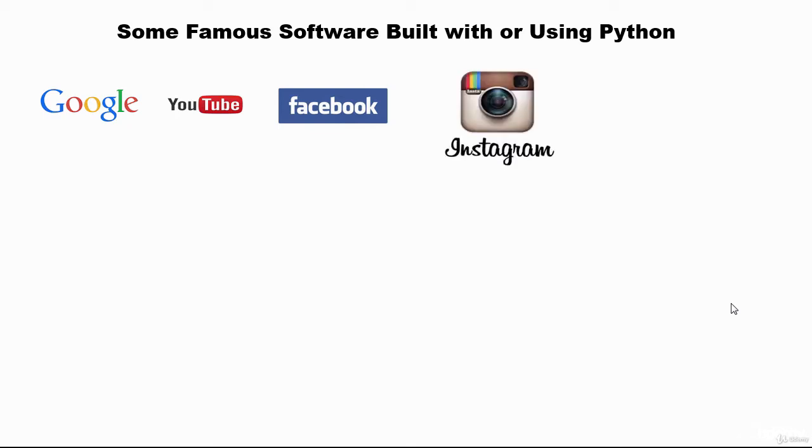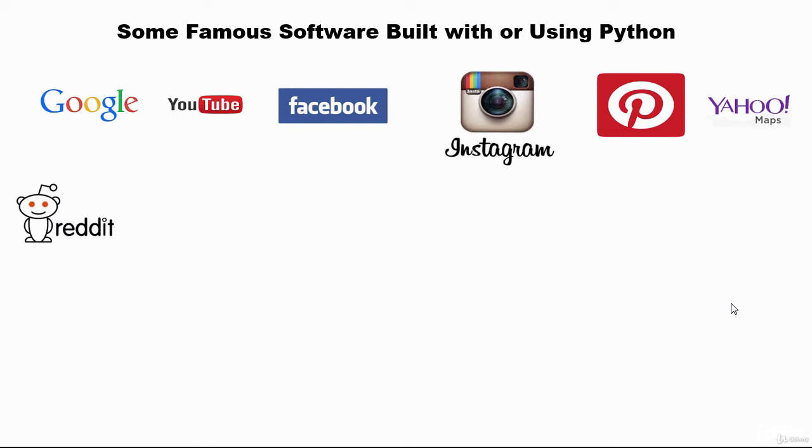Instagram was created by Python using the Django framework. Pinterest is another famous social website, also created with the Django Python framework. Then you've got things like Yahoo Maps, also created with Python. And then we've got Reddit. Reddit is a famous website. It was also created using Python.